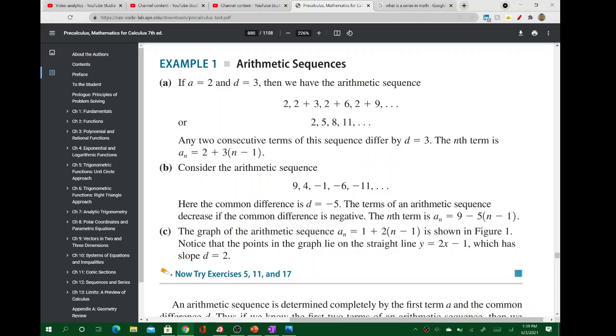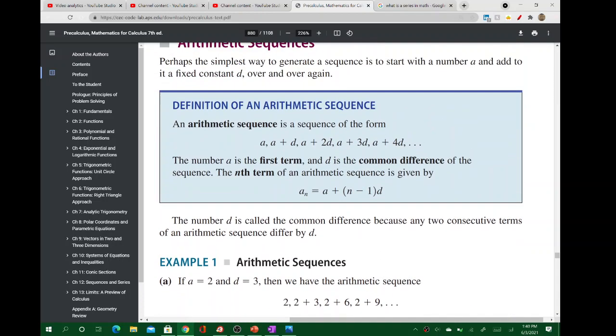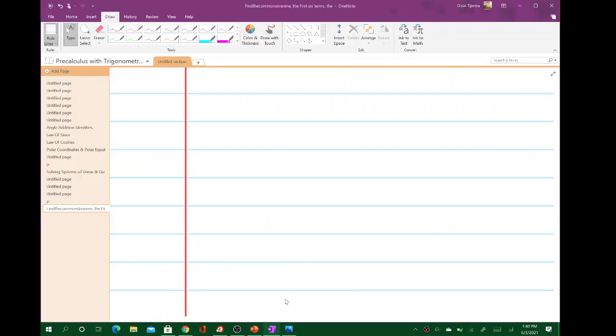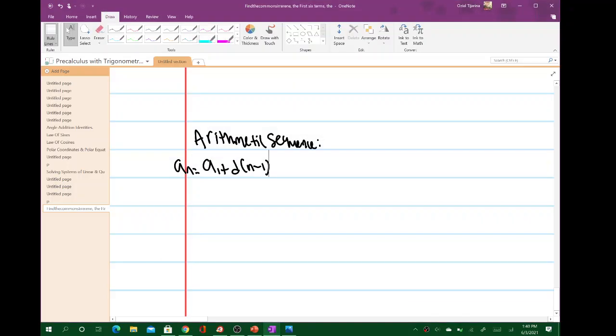So, like I said, an arithmetic sequence is really just this. If I write it down, an arithmetic sequence is of the form a sub n equals a sub 1 plus d times n minus 1, right? And like I said, d is the common difference.